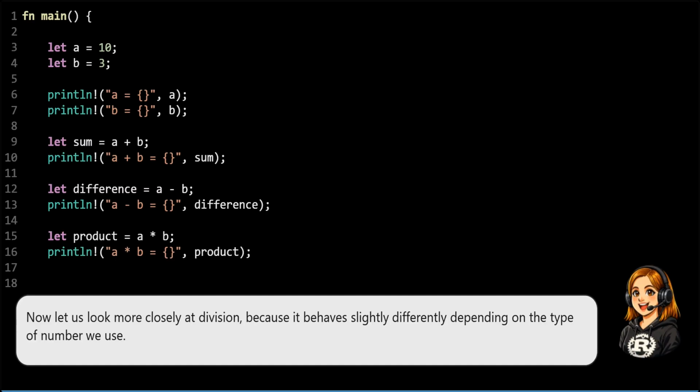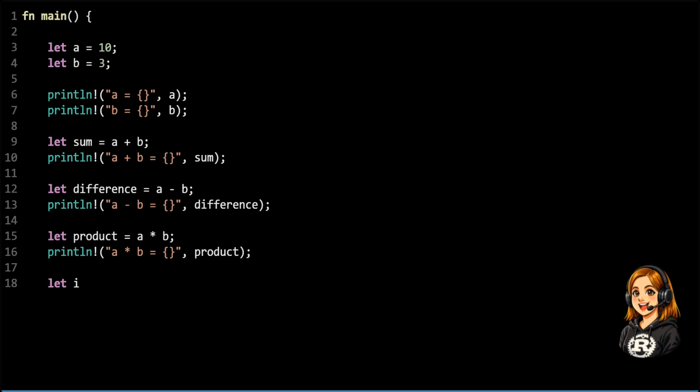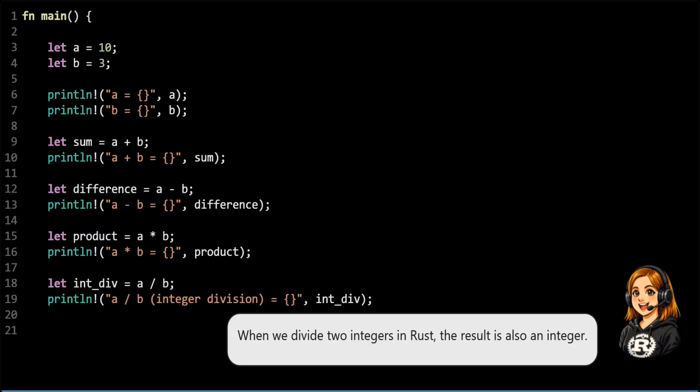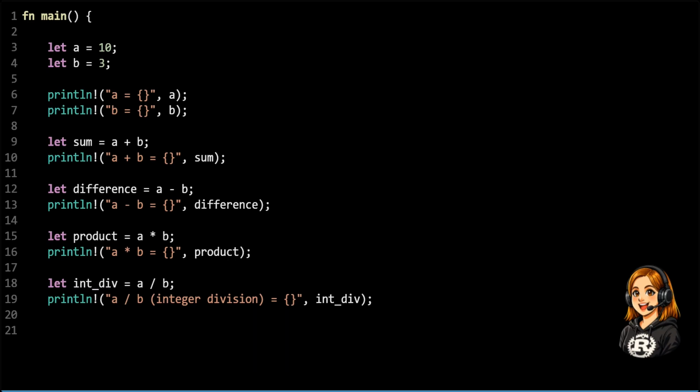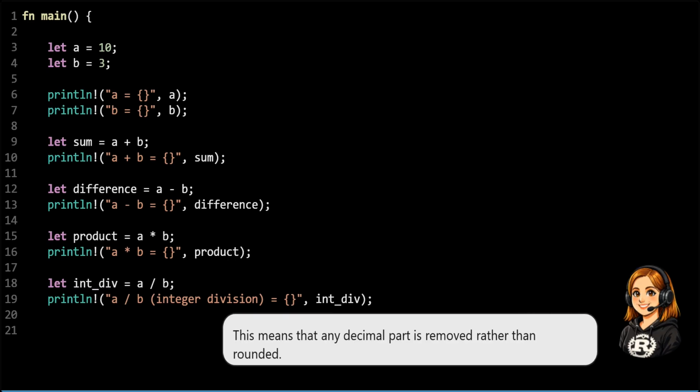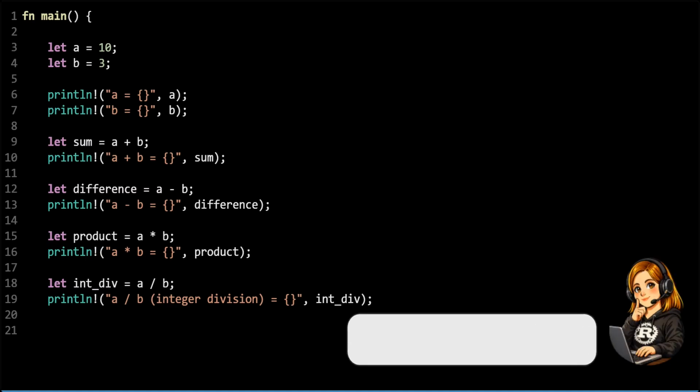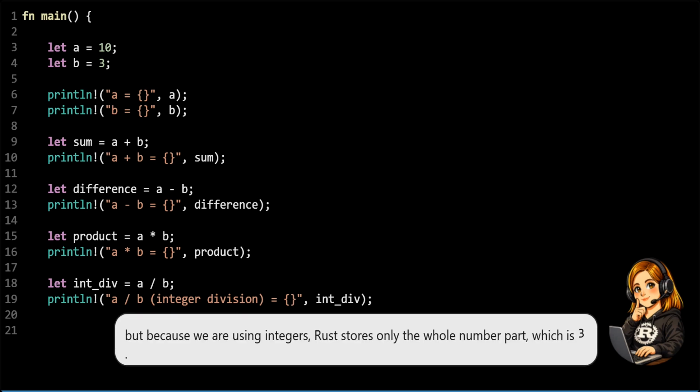Now let us look more closely at division because it behaves slightly differently depending on the type of number we use. When we divide two integers in Rust, the result is also an integer. This means that any decimal part is removed rather than rounded. In normal maths, 10 divided by 3 is 3.333, but because we are using integers, Rust stores only the whole number part, which is 3.